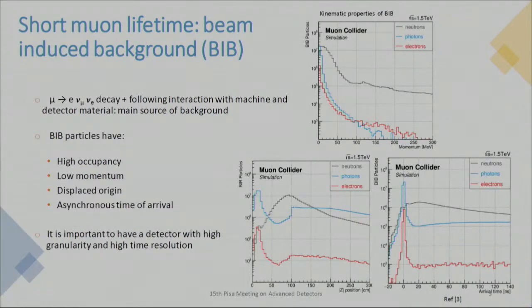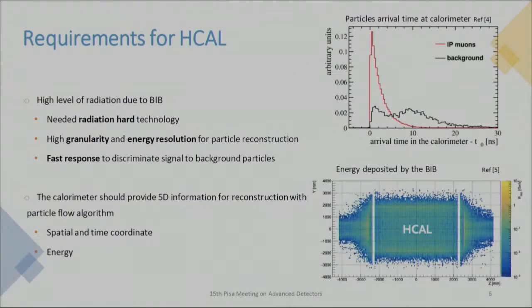Therefore, we can exploit this characteristic in order to reject the background by using, for example, detectors that have high granularity and high time resolution. These are some of the requirements for the hadronic calorimeter at the muon collider. In particular, since high radiation is expected at the HCAL, we need a technology that is radiation hard, that can be produced in small size in order to offer high granularity and therefore high energy resolution for the particle reconstruction, and also a fast response to discriminate and reject the background. Therefore, besides energy information on what the particle released inside the calorimeters, we also need spatial and time coordinates for the reconstruction with the particle flow algorithm.